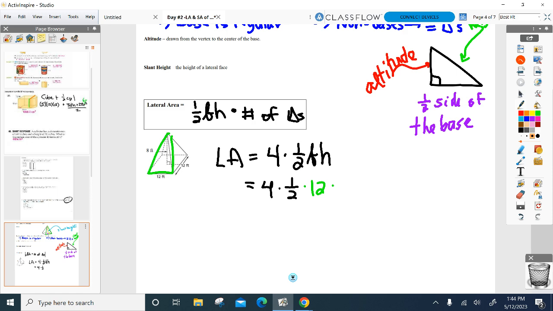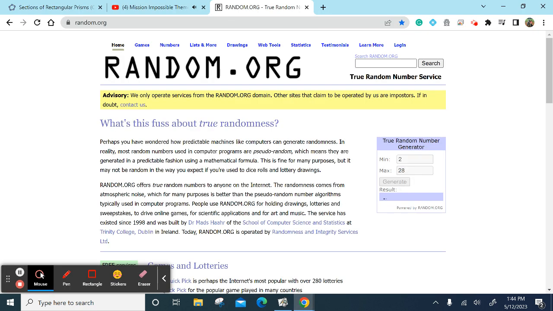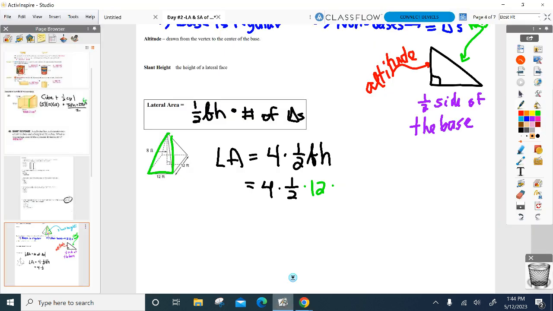Height. What is the 8 pointing to? What is the 8 feet pointing to? What's that 8 feet pointing to? That's the altitude. That's not what I want here. I want the height on one of the faces, aka slant height. Everyone see why? I don't want the height of the pyramid. I want the height on one of the faces, which is not given, and we're going to have to find it by using Pythag.